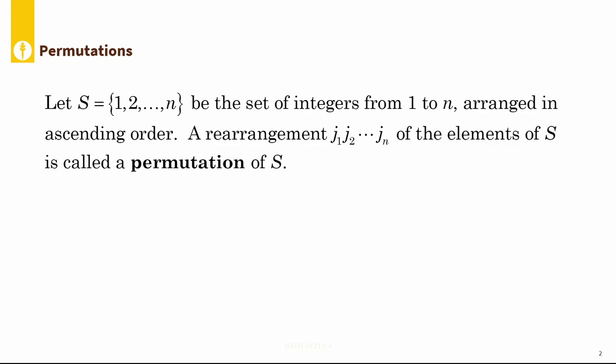In this case, this has n integers. There would actually be n factorial permutations. And so going back to the 1, 2, 3, 4, there's 4 factorial permutations for the set of 4 integers, and that is 24. So you have 24 total permutations.